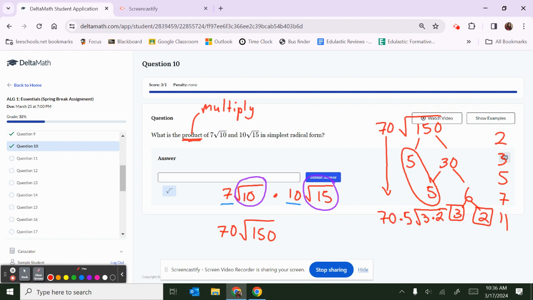Okay? So 70 multiplied by 5 is 350. All right? And 3 multiplied by 2 is 6. All right? So my answer would be 350 square root of 6.